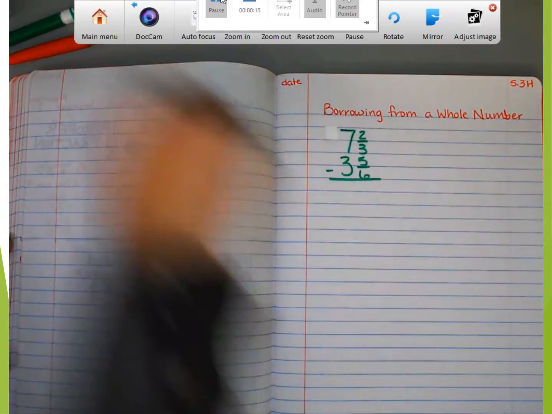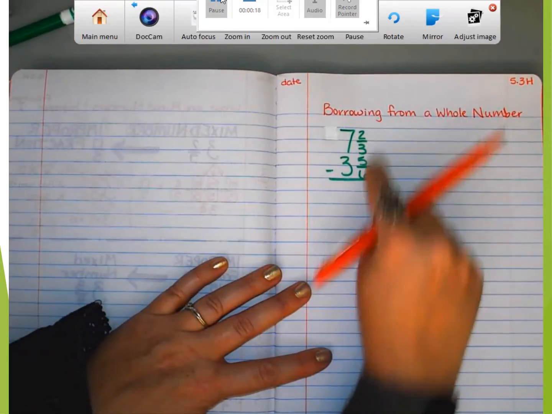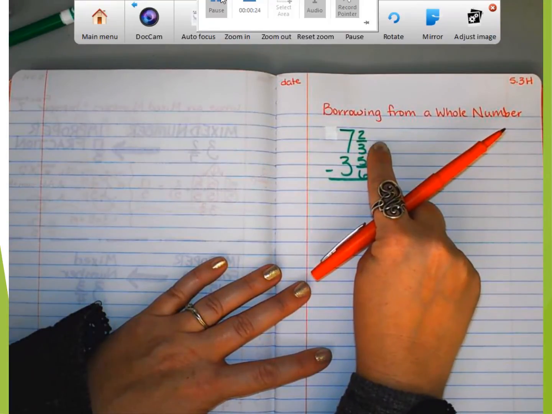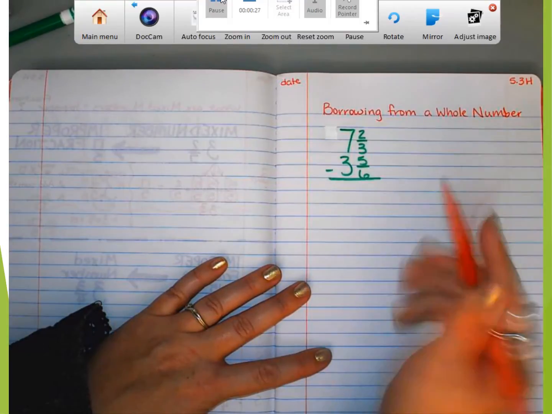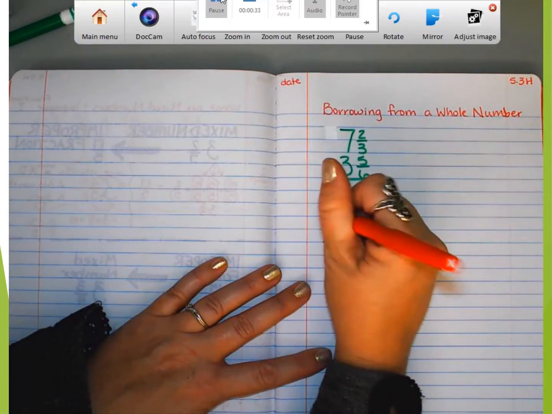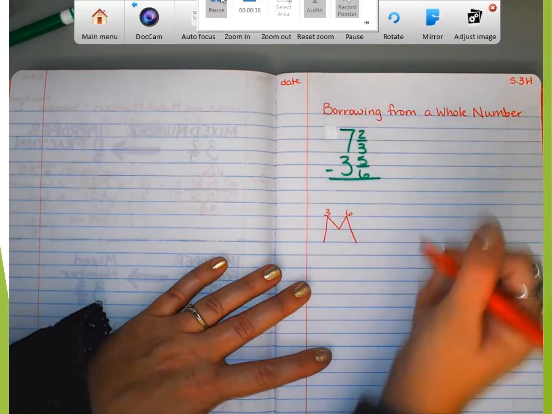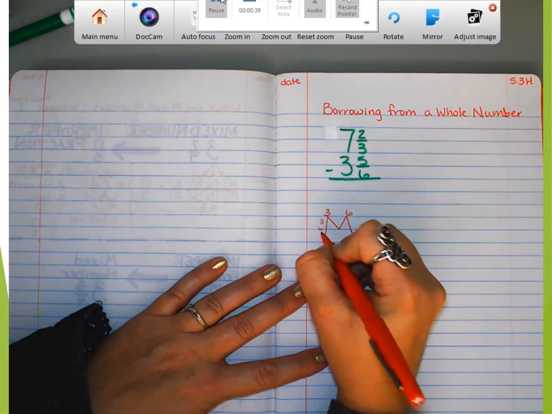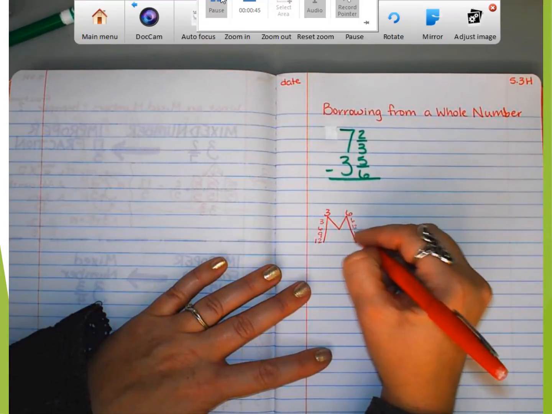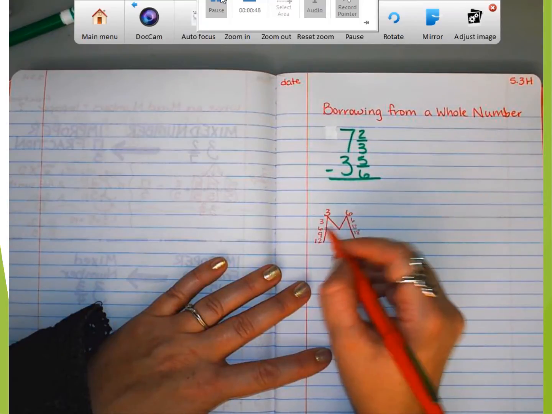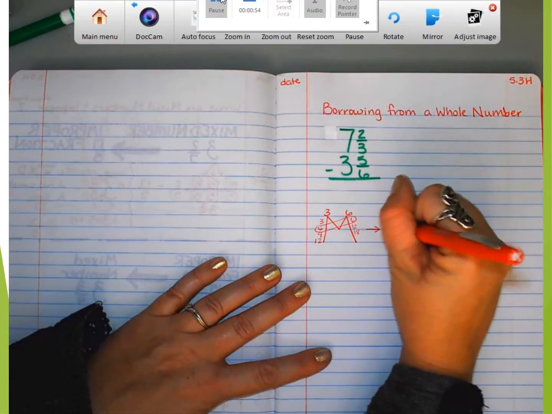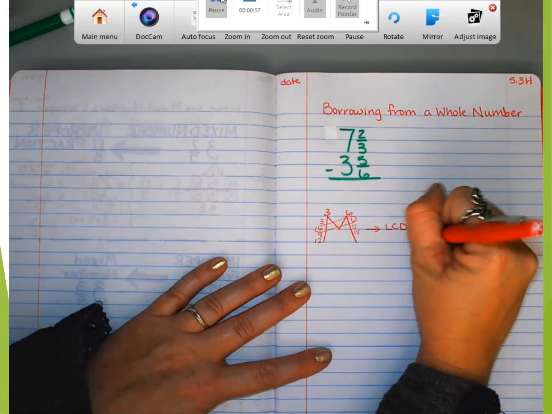Okay. So our first step is always going to be to subtract the fractions first. I cannot subtract these two fractions because they don't have a common denominator. So I'm going to come down here and do my M for my multiples. I'm going to put one denominator here, one denominator here. My multiples of 3 are 3, 6, 9, 12. My multiples of 6 are 6, 12, 18. My lowest common multiple is 6. So that tells me my new denominator, my LCD, is going to be 6.